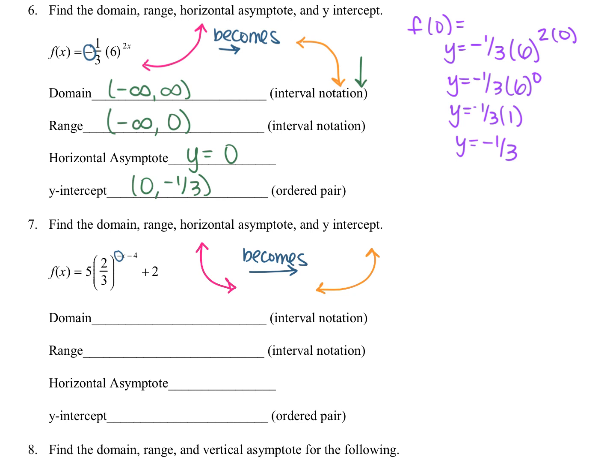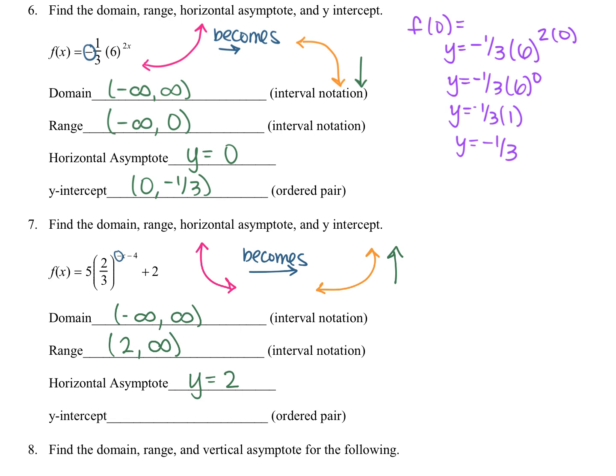So give the domain, range, horizontal asymptote, and y-intercept. Automatically, what's your domain? All real numbers, so negative infinity to positive infinity. Your range, do you have a number that's a plus a number minus a number at the end? That's the 2. So your range is going to be working with that 2. Are you going up or down with this line? Up. So that goes from 2 to infinity. What's your horizontal asymptote? Y is equal to 2.